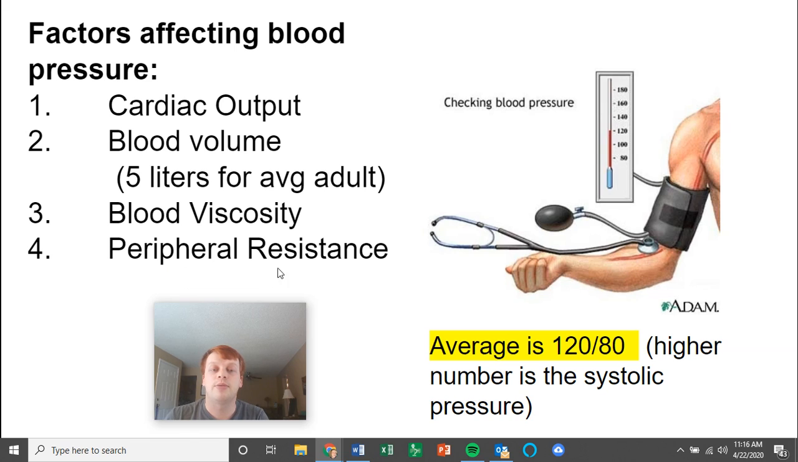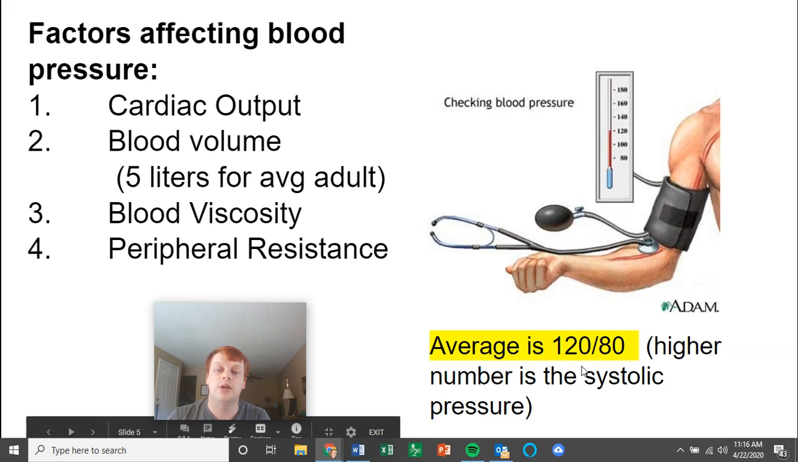And then finally, we have peripheral resistance. So this is the resistance that the arteries place on the blood actually pumping. So blood has to overcome that peripheral resistance in order to pump through your body. Again, the average is 120/80. The higher is the systolic, the lower is the diastolic.